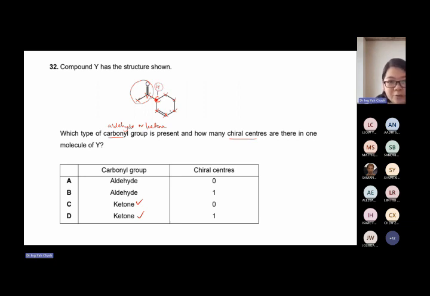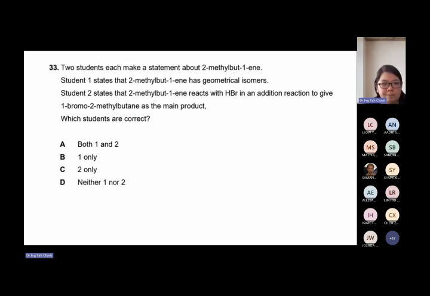Now the other groups are all in a cyclic structure, so we need to check the symmetry of the molecule. Go through this carbon, half the structure, left and right. There's a double bond here, but no double bond there. So yes, this carbon is a chiral center. There's 1 chiral center. So the answer is D. Question 33.